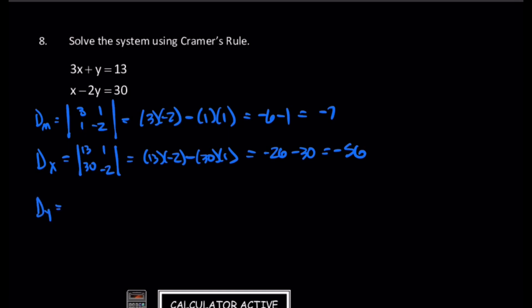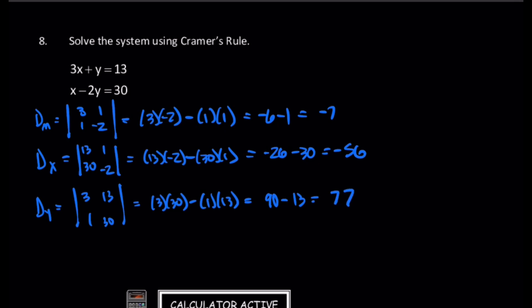dy. So now for dy, we are going to take the constants and replace the Y column. All right, so x's go back to the original x's. So that'd be 3, 1, but my y column now is 13, 30. All right, so I've got 3 times 30 minus 1 times 13. So what's that? 90 minus 13, 77. Okay. Now that we have the determinants, we need to remember that x equals dx over dm.